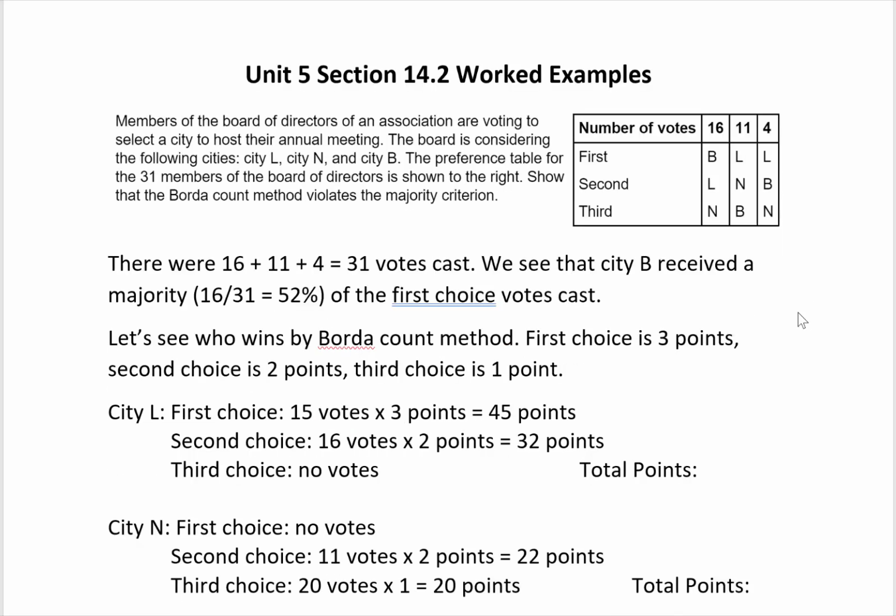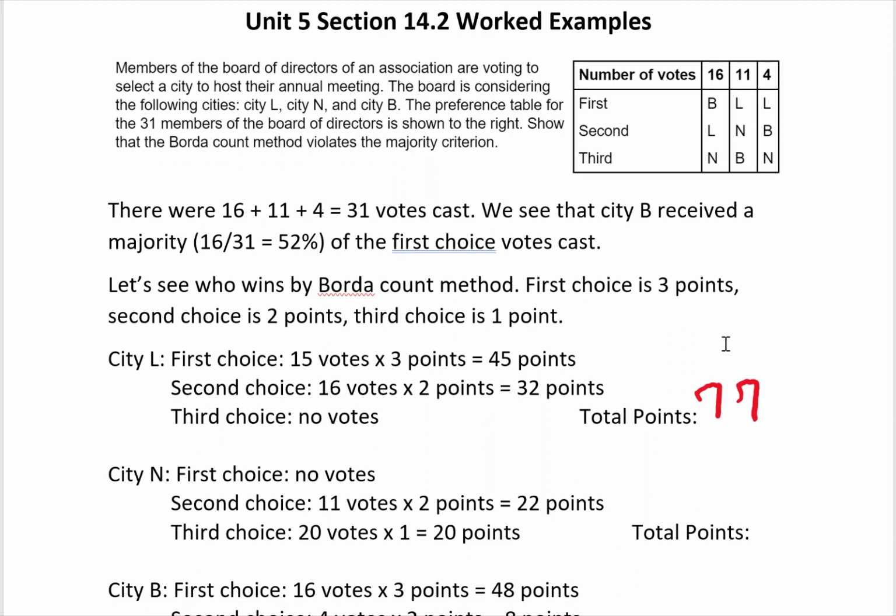So for City L, for first choice, we see City L has a total of 15 votes times 3 points equals 45 points. For second choice, City L had 16 votes times 2 points, 32 points. And third choice, there were no votes for City L. So the total number of points for City L is 77.